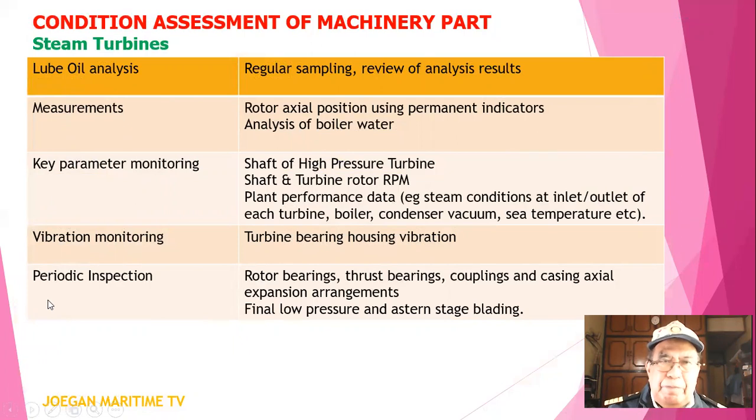For steam turbines, lube oil analysis, regular sampling, review of analysis results, measurements, rotor axial position using permanent indicators, and analysis of boiler water. Key parameter monitoring: shaft of high pressure turbines, shaft and turbine rotor revolution, plant performance data, for example, steam conditions at inlet and outlet of each turbine, boiler, condenser vacuum, sea temperature, and so forth.